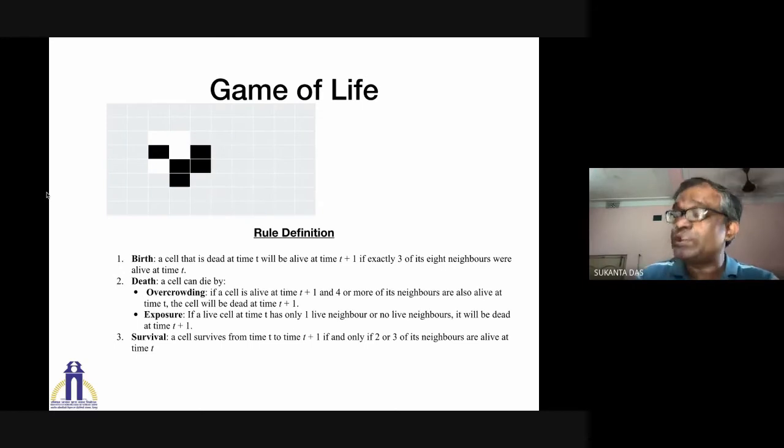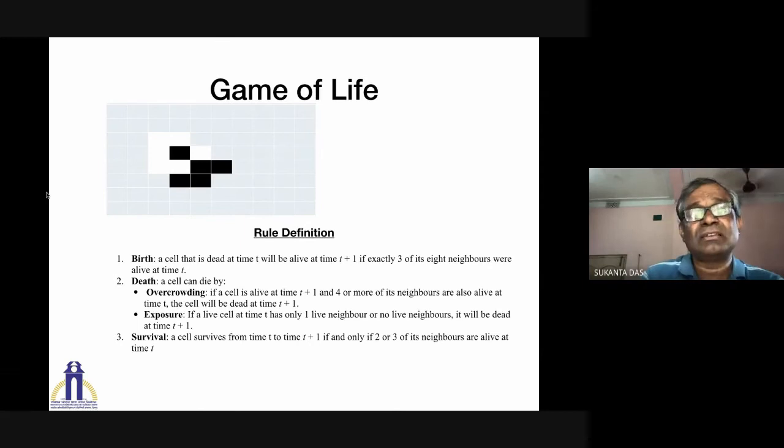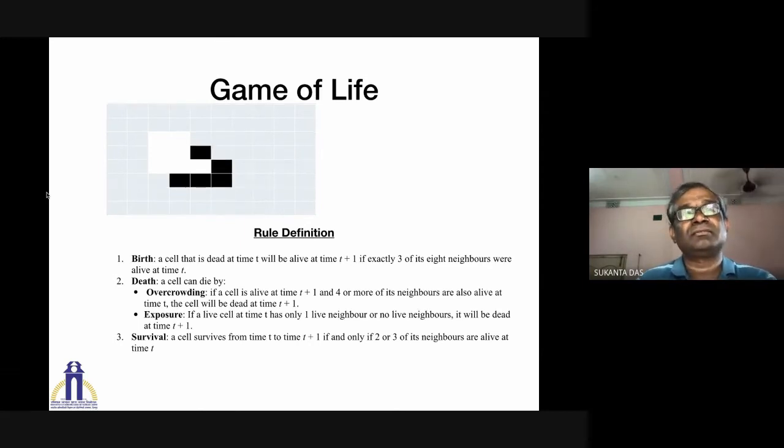If you do it by hand, you can find how a dead cell becomes a live cell. This configuration I get at the next time step, right? Again I apply the rule and I get this one. Again some kind of movement you can see. Again I apply, I get this one, and again I apply, I get this one.